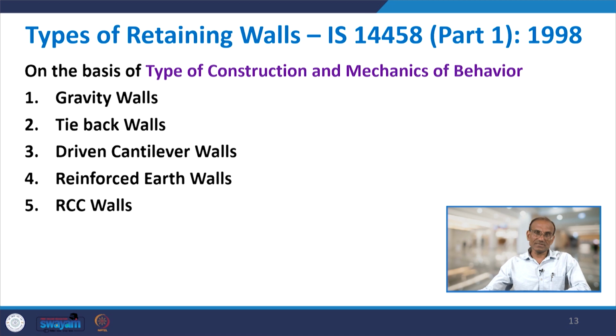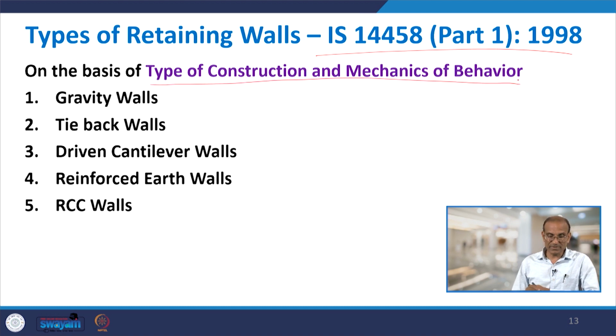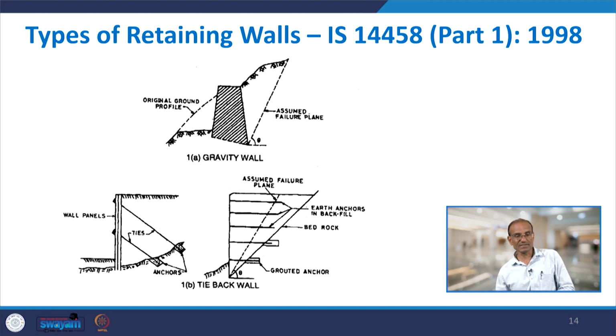So, this was in general, but what is suggested by the code IS 14458 Part 1? The different types of retaining walls have been classified based on the types of construction and mechanics of behavior. So, gravity walls we already discussed. In the cantilever wall, they say simply rather than driven cantilever walls. Then you have reinforced earth walls, in short called RE walls. Then you have the RCC walls. So, the different types are there and the figures are given here.